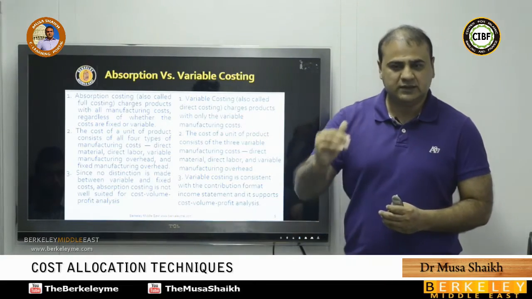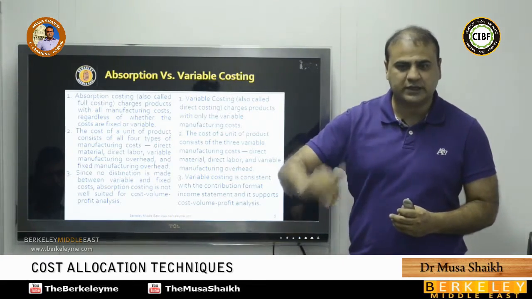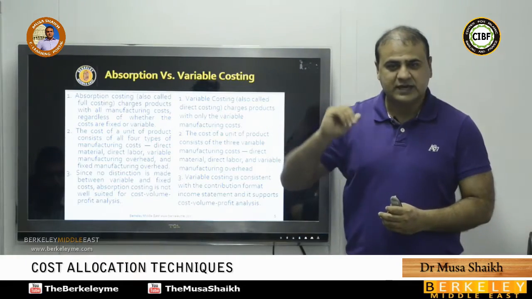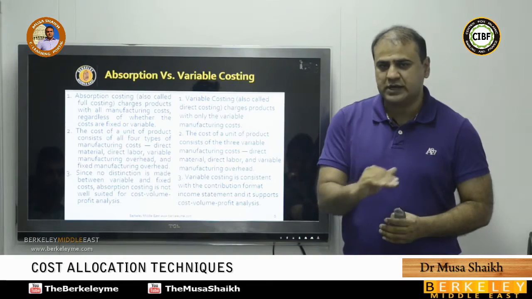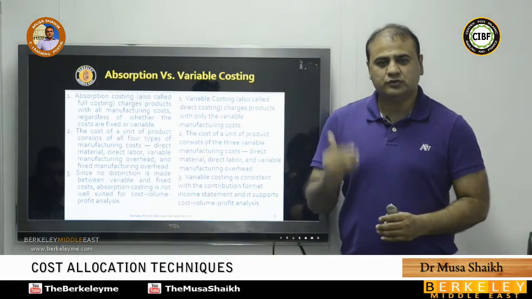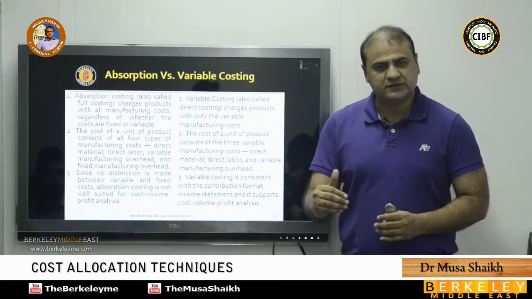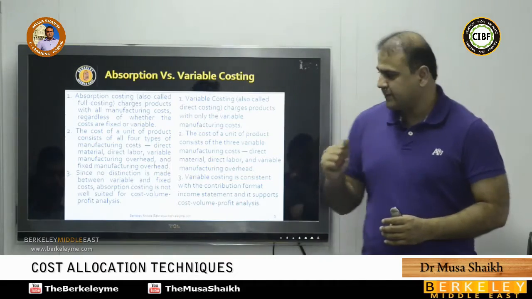If I make 10,000 shoes, I need more material and so on. That's why variable cost varies with production. Fixed cost has no connection with production. You use the facilities, you don't use the facilities, you have to pay for it.